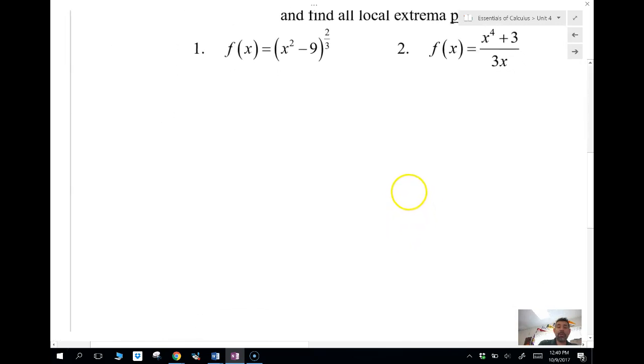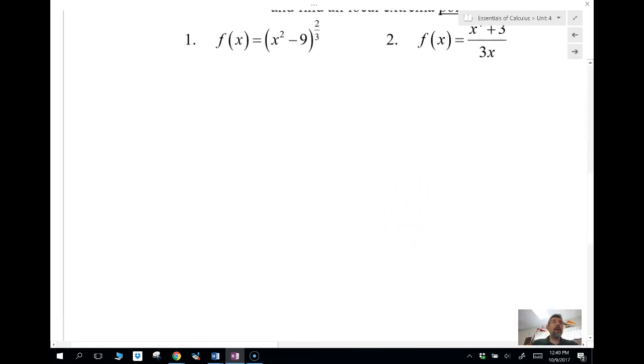All right, so let's start with number 1. And so the first thing we look at is the domain. Are there any domain restrictions? Well, the domain is all real numbers in this case, so no domain restrictions. Okay, so we got all real numbers. So let's go and take the derivative.